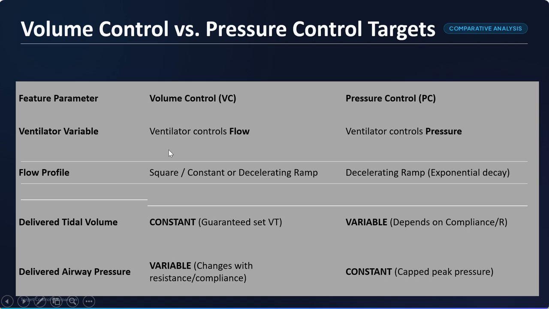Ventilator variables: in volume control the ventilator controls the flow, in pressure control the ventilator controls the pressure. Flow profile here is square, constant, or decelerating. In pressure control it is decelerating. Delivered tidal volume is constant in volume control, and variable in pressure support or pressure control. Delivered airway pressure is variable in volume control and constant in pressure control.